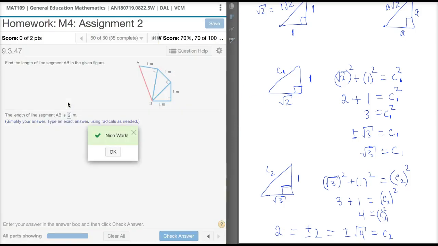And so with that, that concludes most of what we talk about in Module 4 as far as the homework problems are concerned.